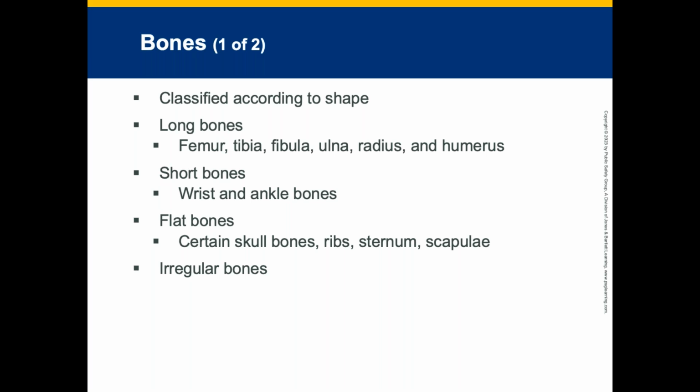Bones are classified according to their shape as long bones, short bones, or flat bones. Long bones would be like the femur, tibia, fibula, ulna, radius, humerus. Short bones would be the bones of the wrist and the ankle. Flat bones are certain skull bones, ribs, sternum, scapula. Irregular bones have unique shapes and are designed to perform specific functions, including the mandible, many facial bones, and those that comprise the vertebrae and the spinal pelvis.